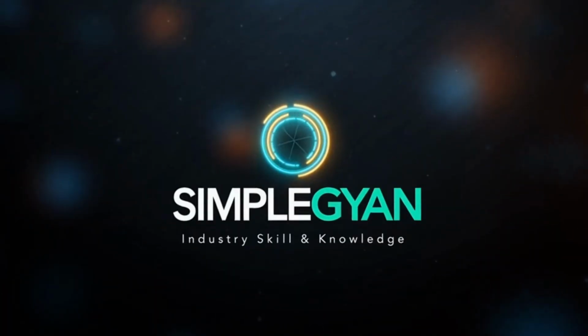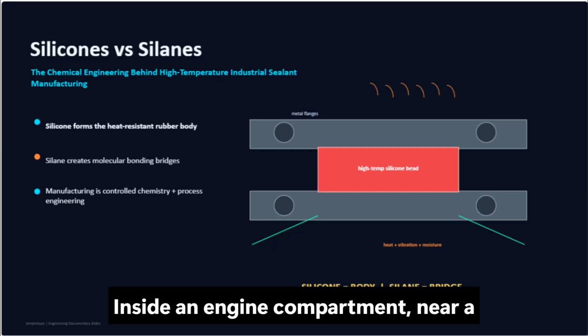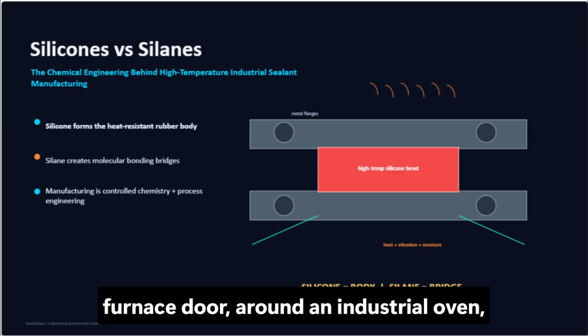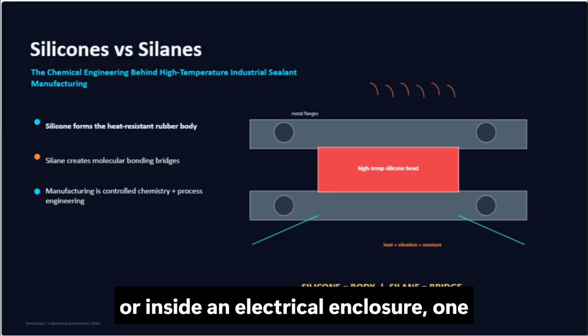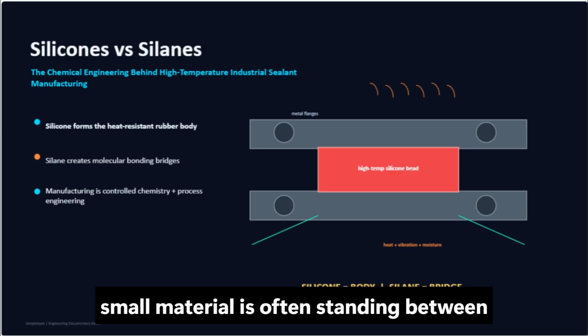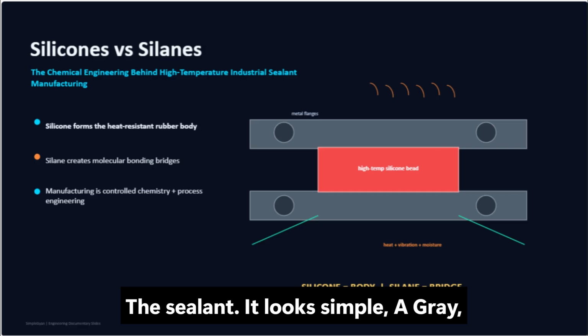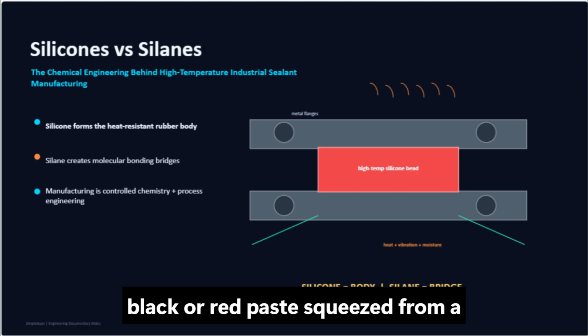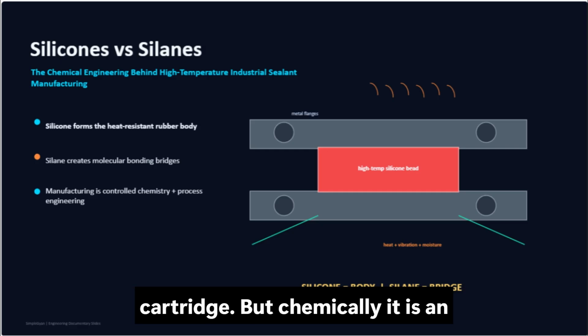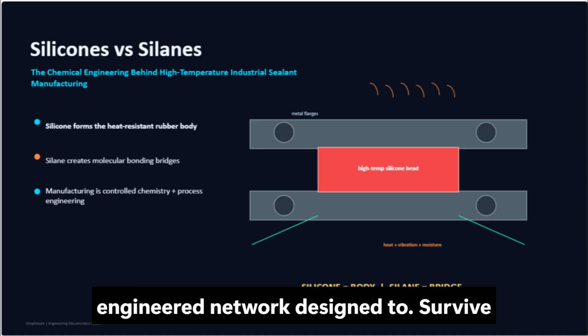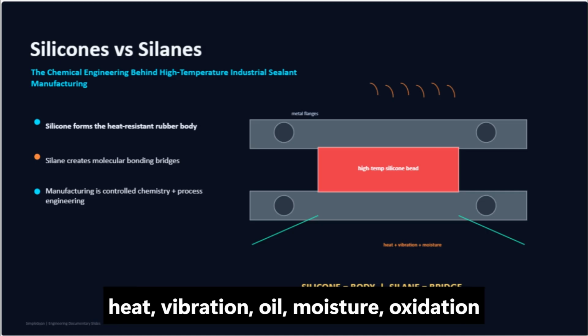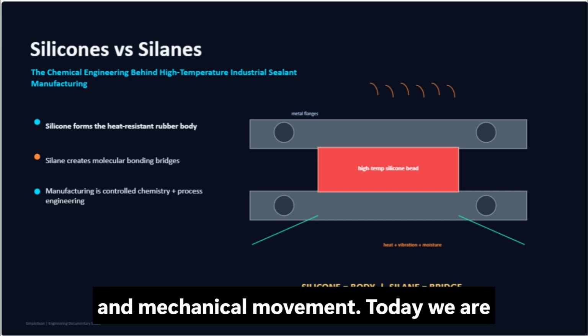This is Simple Gyan. Inside an engine compartment, near a furnace door, around an industrial oven, or inside an electrical enclosure, one small material is often standing between safe operation and catastrophic failure: the sealant. It looks simple: a gray-black or red paste squeezed from a cartridge. But chemically, it is an engineered network designed to survive heat, vibration, oil, moisture, oxidation, and mechanical movement.